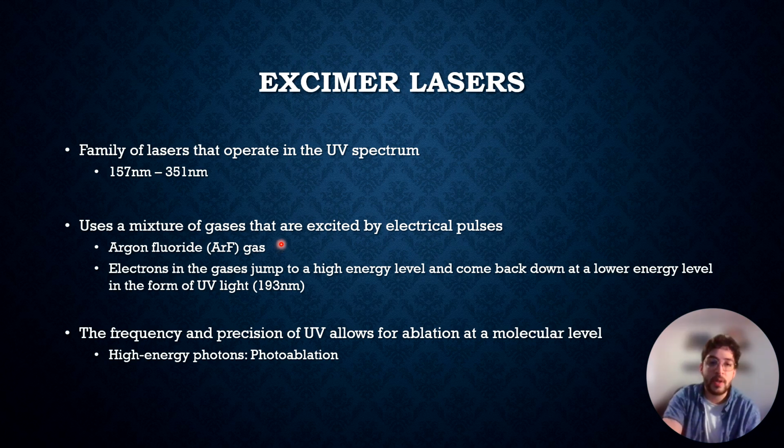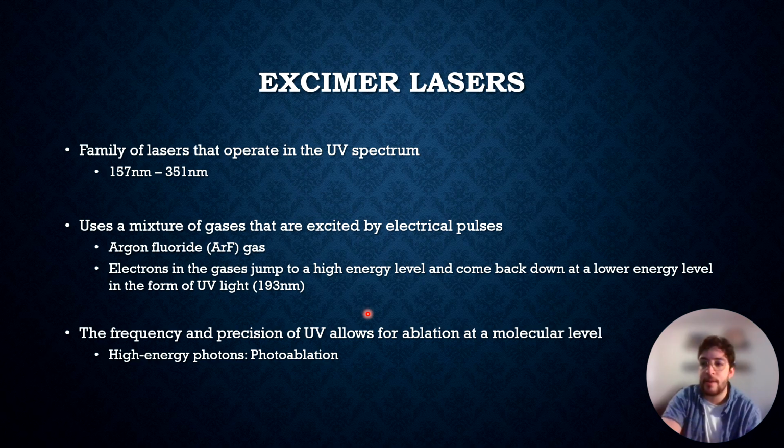And so how this works is electrical pulses are put into the cavity where the gas is stored, and electrons in the gases jump to a higher energy level and come back down to a lower energy level in the form of UV light. Specifically, it's going to be at 193 nanometers. That's the wavelength that we use to ablate tissue in LASIK surgery. And so the frequency and precision of UV wavelengths allows for ablation at a molecular level.